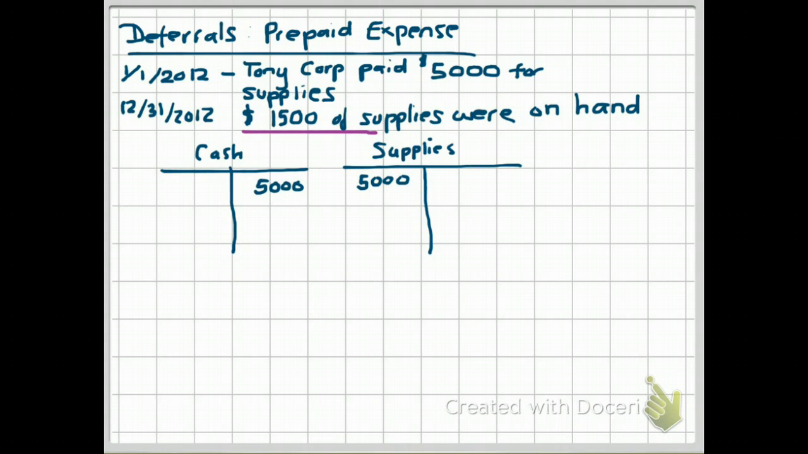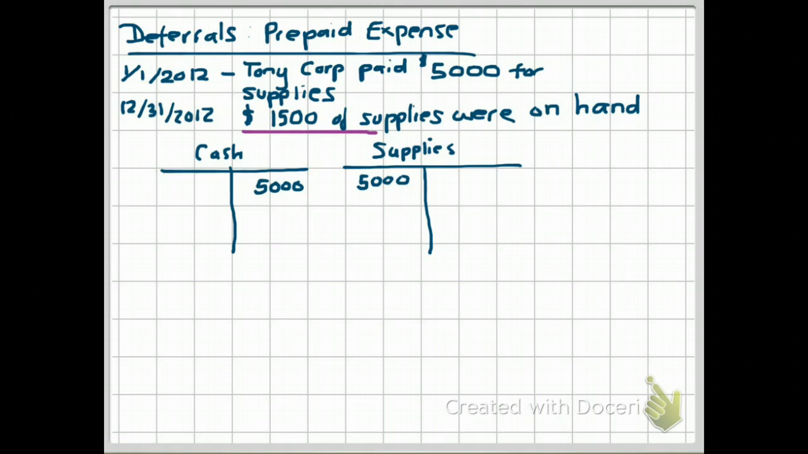Now, the next thing they tell you is that $1,500 of supplies were on hand. What does that mean? You all know supplies are things like paper, pencils, pens, etc. And what the $1,500 of supplies on hand means is that when they went and looked at their supplies closet or supplies area, they found that only $1,500 of supplies were left at the end of the year. Now we know that we bought $5,000 worth of supplies on 1st of January, but by end of the year, we only had $1,500 of supplies left.